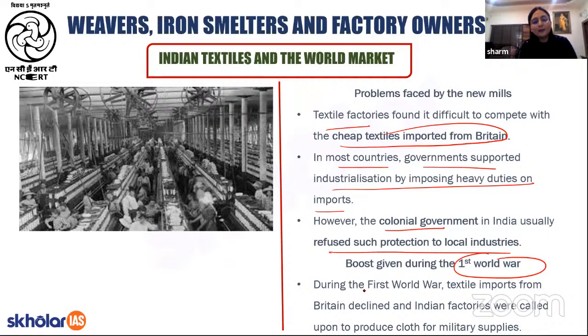So students, during the First World War, the textile imports from Britain declined and the Indian factories were called upon to produce cloth for military supplies.